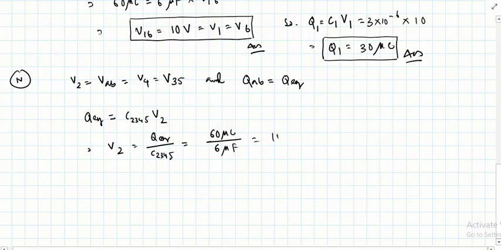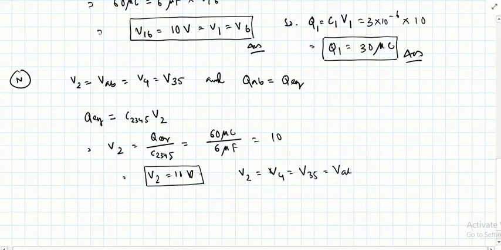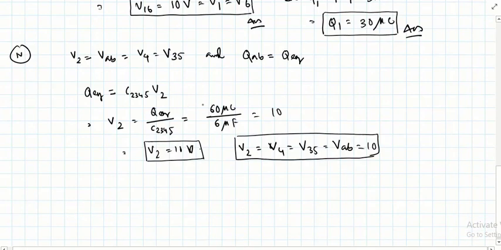That is again going to be that 10 volt, right? So that V2 is actually that 10 volt again. It will be equally divided since the capacitances are equal. This is also equal. You can say V2 equal. Then I can say that V4 equals V35 equals VAB, which is actually that 10 volt. This is the voltage across that combination.